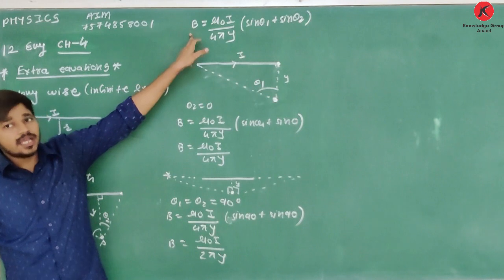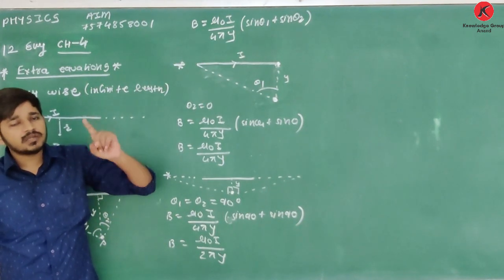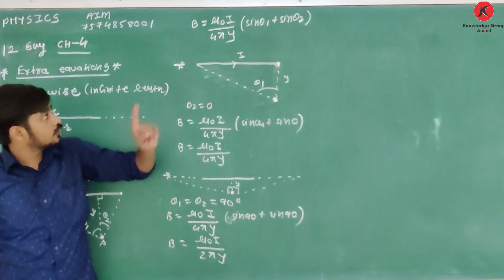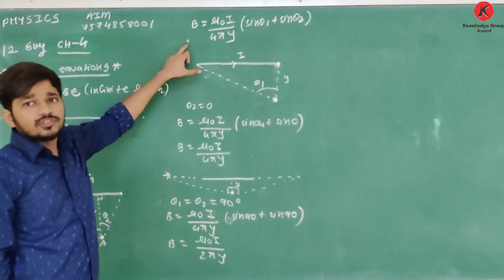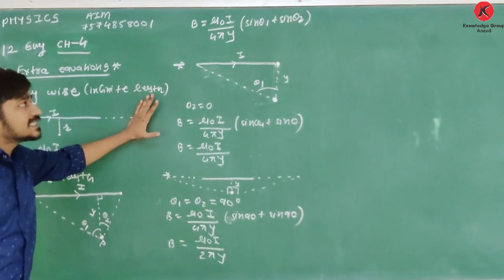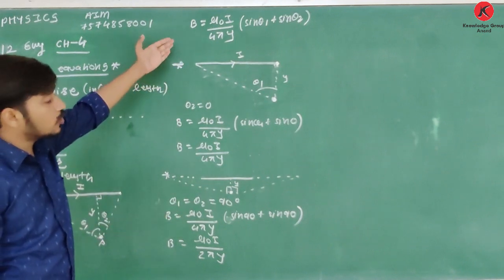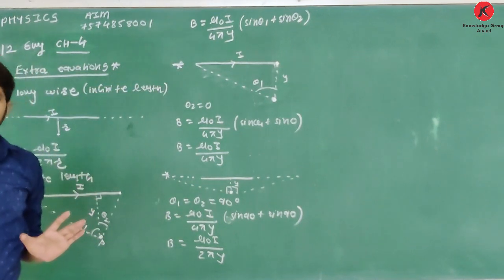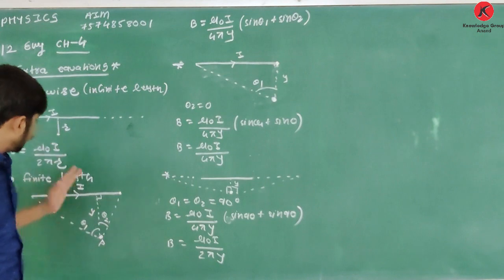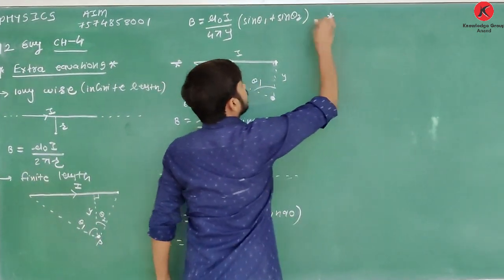Okay, yes, again, it is not given in the textbook, but in competitive exams, JEE, NEET, Gujarat, there is use of this equation. B is equal to mu 0 I upon 4 pi y times sin theta 1 plus sin theta 2. Also, in chapter number 6, we will have 1 or 2 sums based on this equation. So yes, you have to remember these extra equations. Another extra equation, see, here it is.